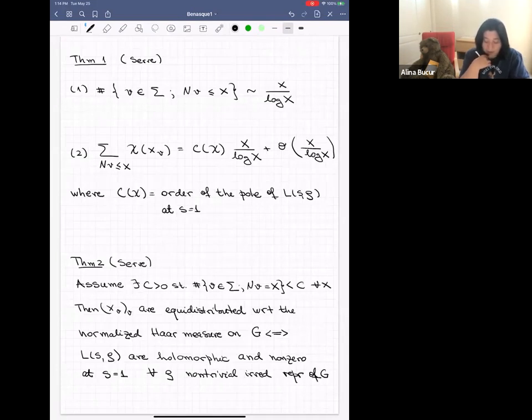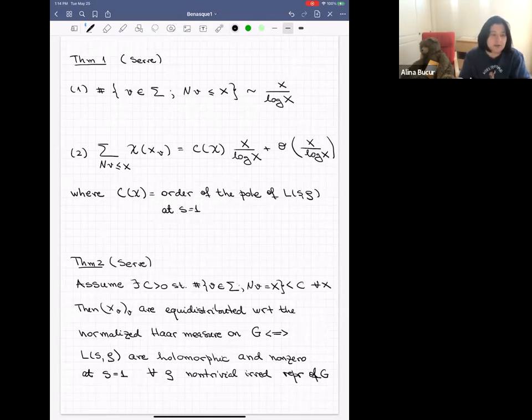the number of V's with n of V up to x is about x over log x. And he also gets a formula for the sum over V's with n of V up to x of the character chi evaluated at these classes that we've chosen. And that formula has a term x over log x with a constant that is the order of the pole of the L function of the representation at s equals 1.